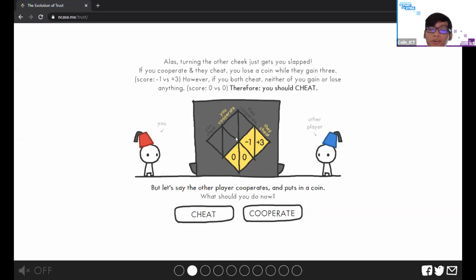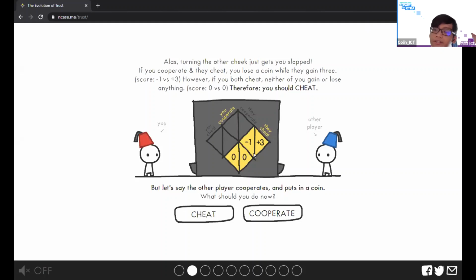Both sides are going to put their coin into this machine. If they put their coin in the machine, they cooperate. However, if they do not, it means they cheat. If both sides decide to cheat, so they do not put their coin in, both will get nothing. So 0-0, no gain, no loss.